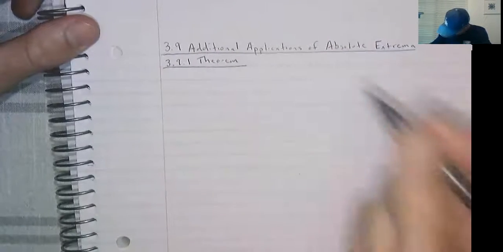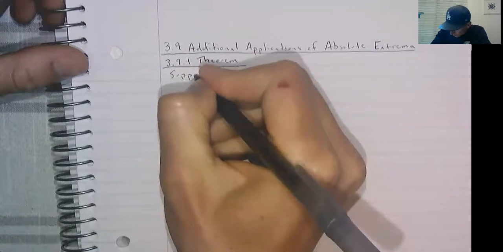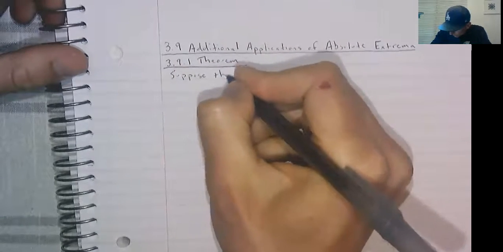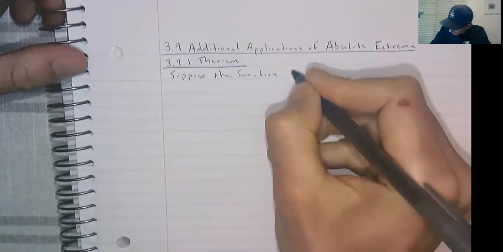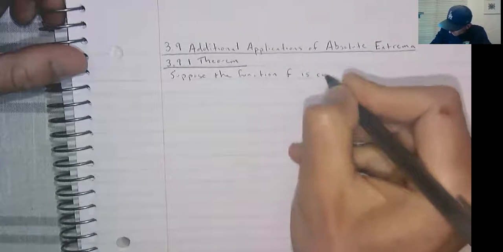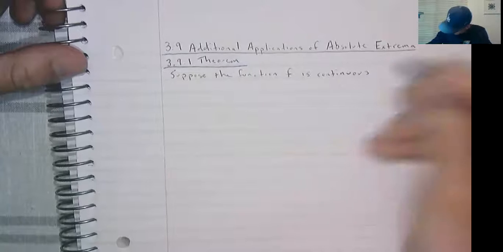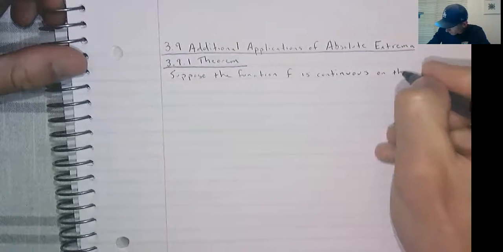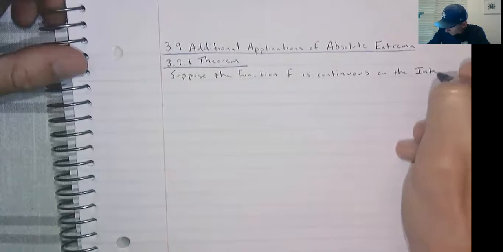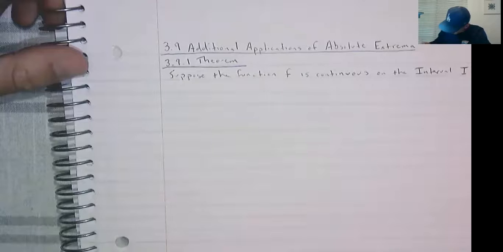What it says is that suppose the function f is continuous. We still need continuity, just like we do with the extreme value theorem. Suppose f is continuous on the interval I containing the number c.